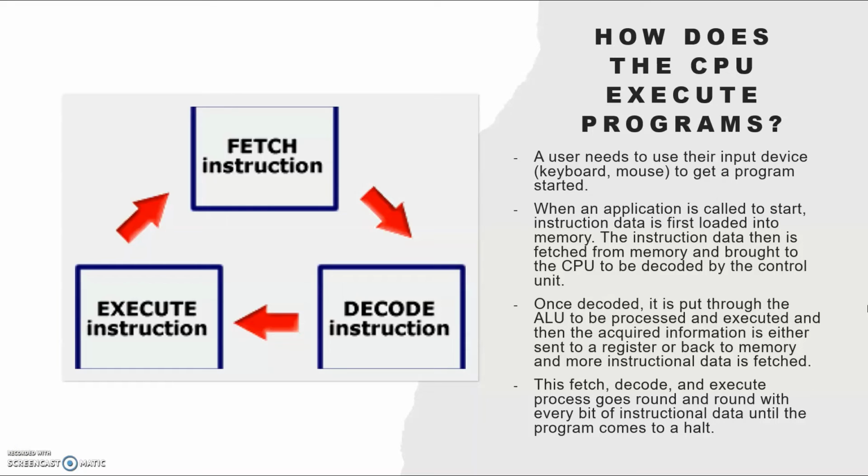Now you are probably wondering, how exactly does the CPU use the control unit and ALU to execute instructional data? To execute programs, it all starts with the user. When the user uses an input device to get the program started, unstructured data is fetched from memory and put into registers on the CPU to be prepared for decoding. The control unit houses decoder logic circuits that convert instructional data, which can be properly read, processed by the ALU, and executed by the instruction register.